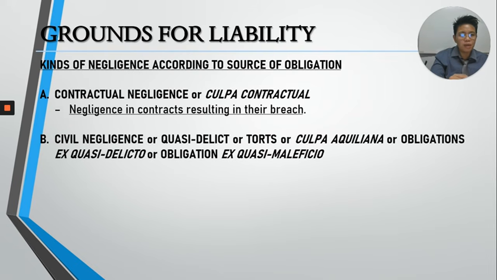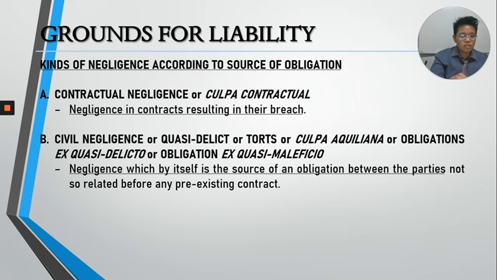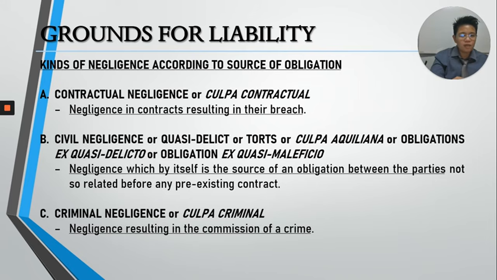Yung pangalawa, pinag-aralan na natin to, civil negligence or quasi-delict or torts or culpa aquiliana or obligations ex quasi-delicto or obligations ex quasi-maleficio. So, again here, negligence is the source of obligation between parties who are not related by a pre-existing contractual agreement. So, yun ang tandaan natin. Anyway, this is already the second time that we are dealing with this. And the last one is criminal negligence or culpa criminal. So, negligence resulting in the commission of a crime. So, dahil sa negligent act mo, you committed a crime also.